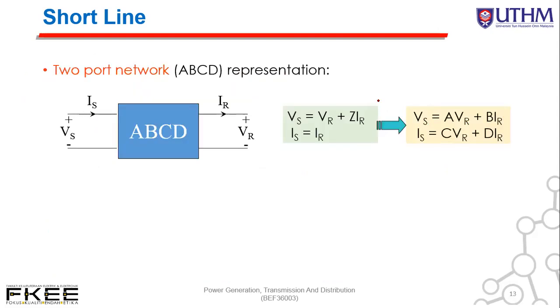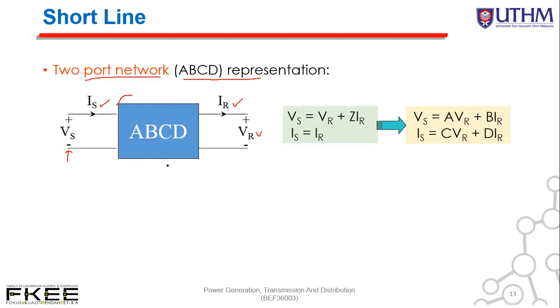So for the short line model, and actually basically for all models, it can be represented in terms of a two-port network, the so-called ABCD representation. You can see from the simplified short line model, we have the sending voltage and a sending current IS here. We have the IR receiving current and VR receiving voltage. In between that, we can represent it as an ABCD or two-port network.